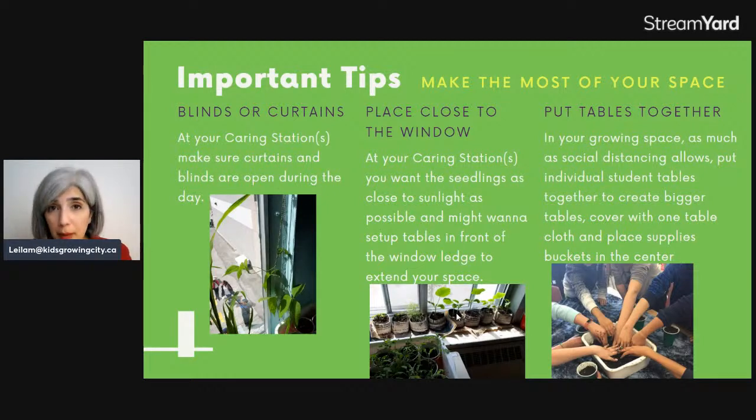So now in your growing space, what I do recommend, as much as social distancing allows you to do, you want to put the tables together to create bigger working stations that you can put a tablecloth on top for the students to be around, so that you can place the supplies such as soil and other things like that in the centers. And you don't have to attend to, I don't know, 20, 25, 30 students at once. You would have 3 or 4 working stations with these tables attached to each other with one tablecloth.